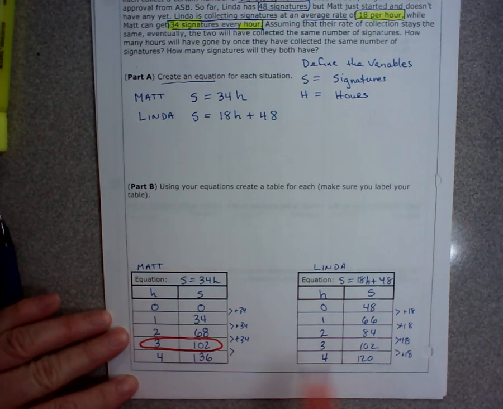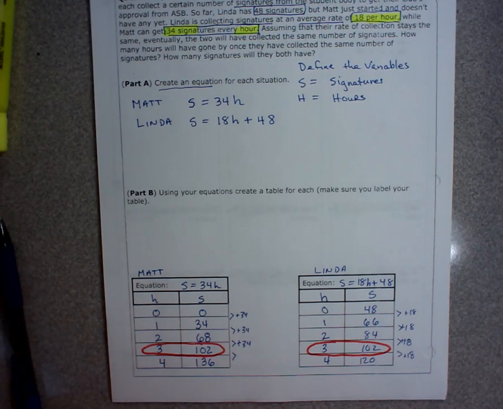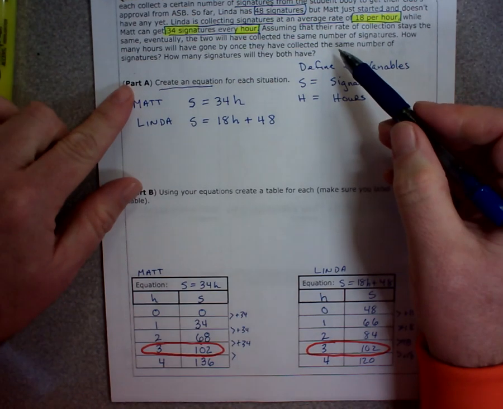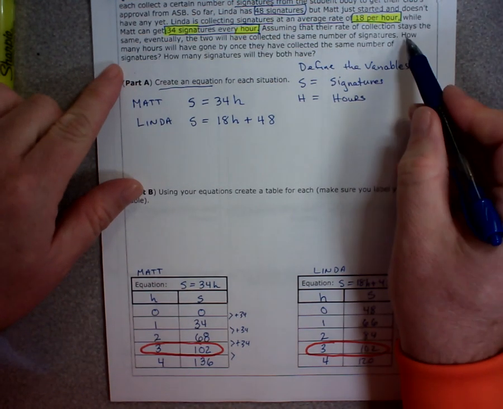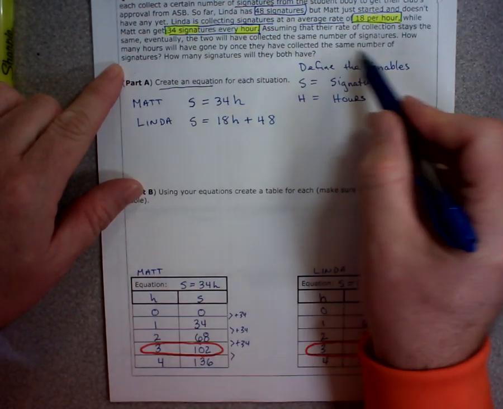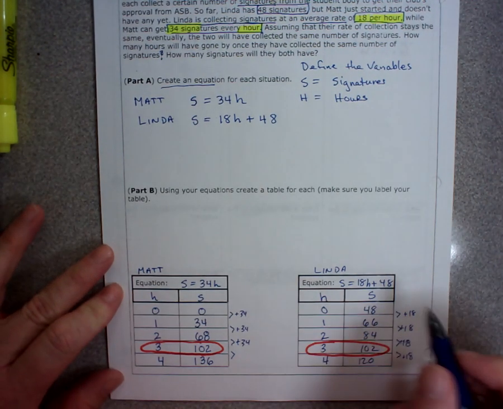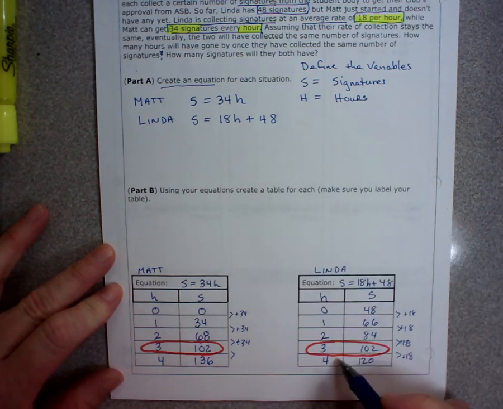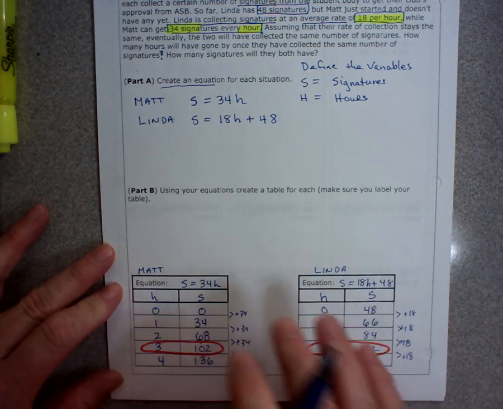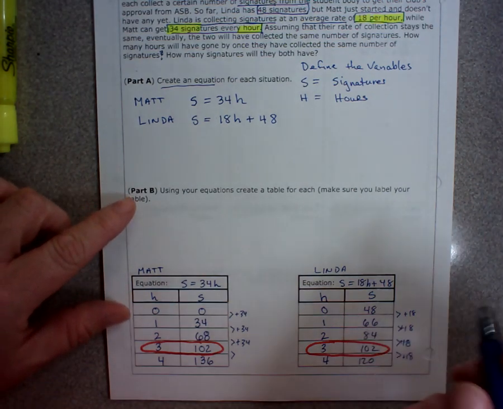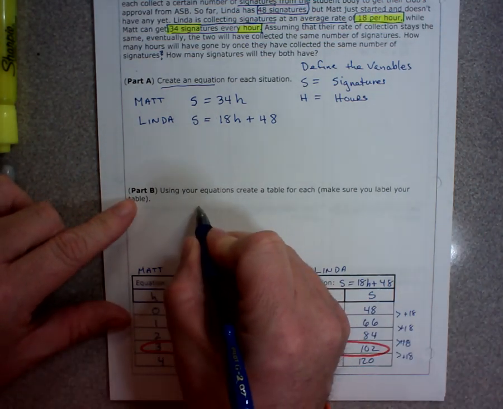Right at the 3rd hour, Matt and Linda have the same amount, which is what the question at the top is asking. How many hours will have gone by once they have collected the same number of signatures? I like to check my work, and I know a table will show me my answer before I get to the next part where I'm going to graph it. Why don't I solve it by substitution?